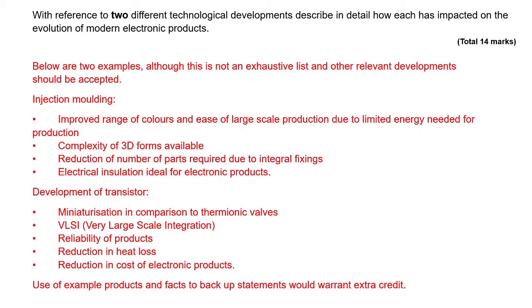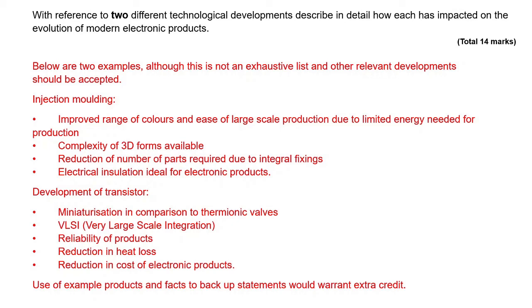So, got 2 examples. As we talked about a second ago, it could be a manufacturing process, or it could be an actual electronic component development as well. With injection molding, you can get loads of different colours of products. You can make things on a large scale a lot easier, because once you've got the mold you just keep making things over and over again. You can make really complex parts, which then becomes cheaper because you're not making as many parts fit together.